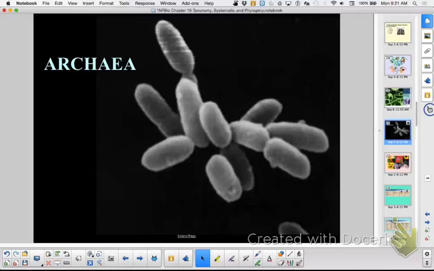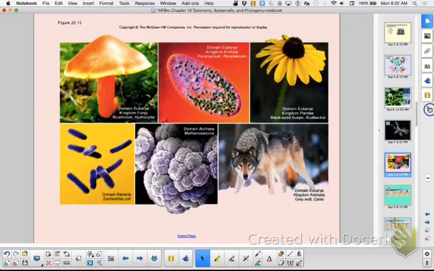Besides the rRNA difference, in the cell membrane they have branched lipids, which allow some to function at high temperatures, and different cell walls. They do have some introns, and they have histones like eukarya. What are histones? Histone proteins. Good. DNA wraps around them.